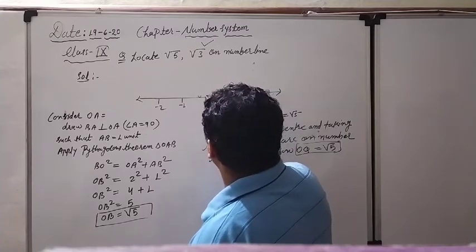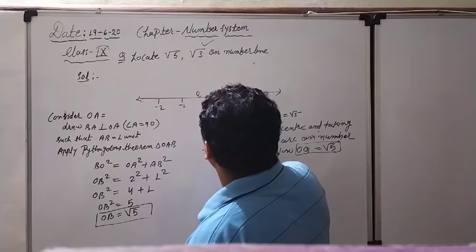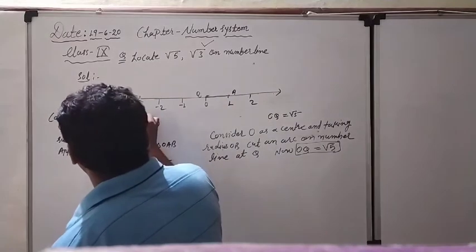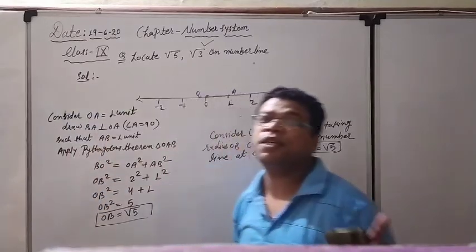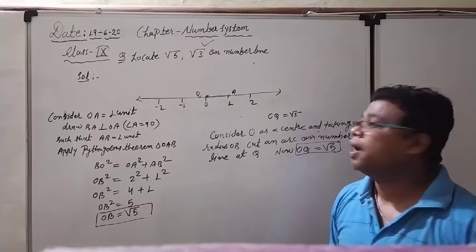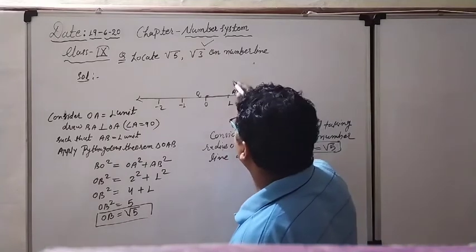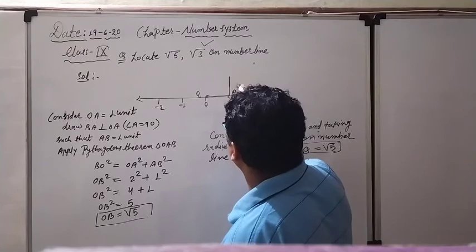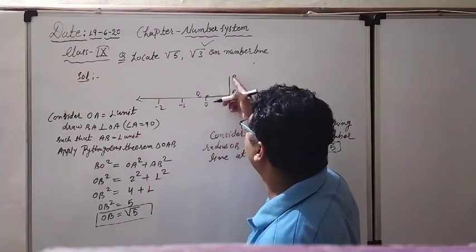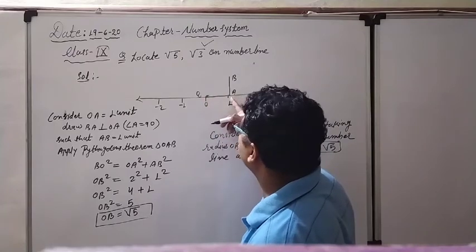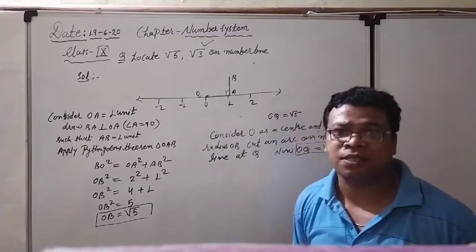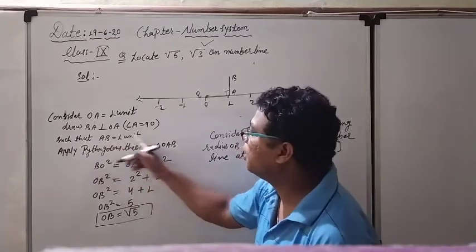So -2, -1. Suppose this is my 1, this is my 2. So we have to consider OA, and that OA equal to 1 unit. We have to consider 1 unit, because the perfect square before it is 1. And right now see, after the OA again I have to draw one perpendicular. What is that perpendicular? AB. Draw AB perpendicular to OA such that angle A should be 90 degree. Other things are same. Right now see, such that AB equal to 1 unit.